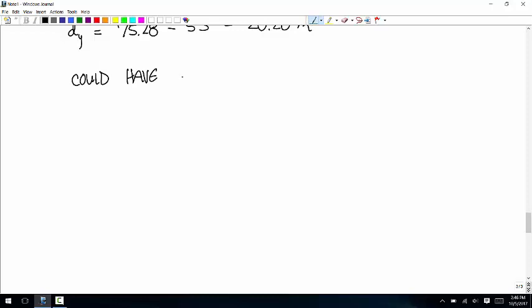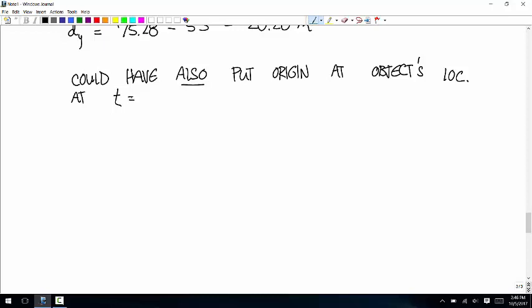I could have also put the origin at the object's location when time is equal to 0. So everything else will keep the same, but this will change. So now let's think about what we know and what we want.